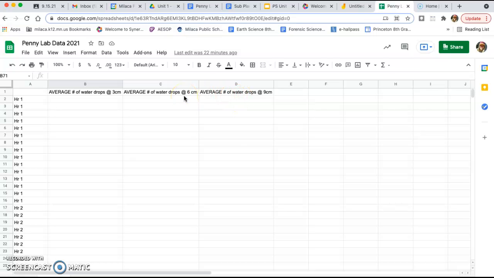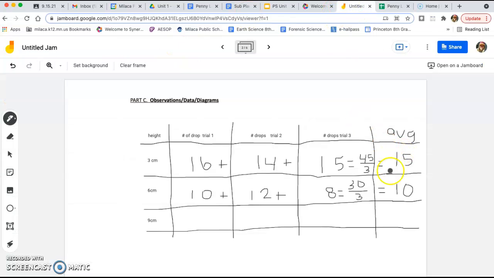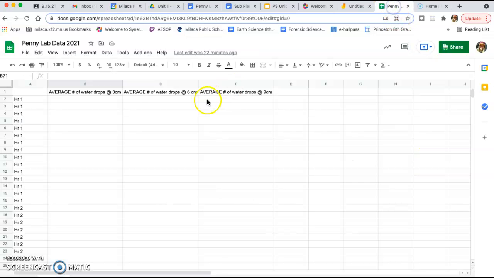So say I'm in hour 1 and my group got done first, I would go ahead and I would take my averages, only the averages, and put them right here. So at 3, I said it was 15. At 6, I said it was 10. I would find the average at 9 and put that in there.